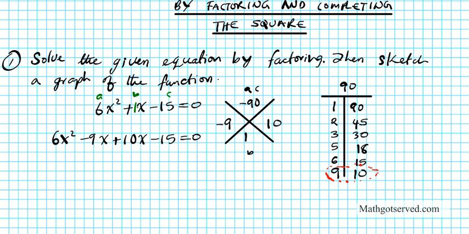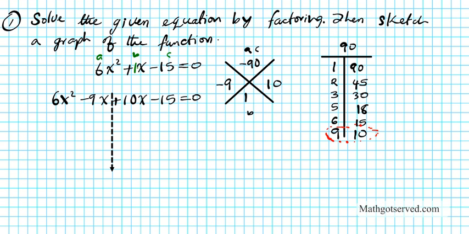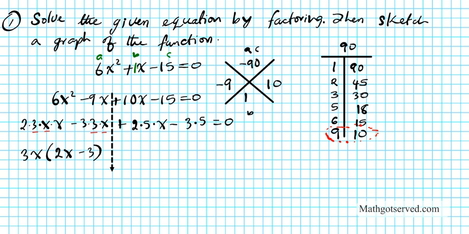Break it down to factor by grouping. Let's break everything down. We'll have 2 times 3 times x squared minus 3 times 3 times x plus 10 is 2 times 5 times x, and then 15 is 3 times 5 equals 0. On the left side we can take out 3 and an x, so we'll have 3x times 2x minus 3. On the right side I can take out just a 5, and then I always bring down the middle sign, okay?